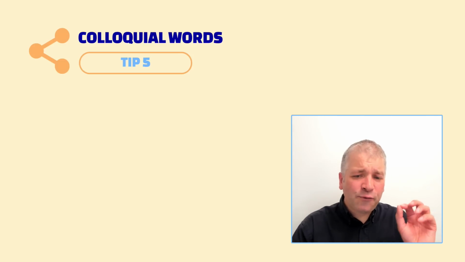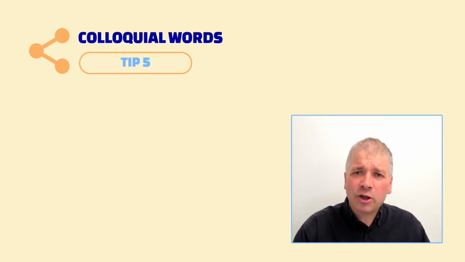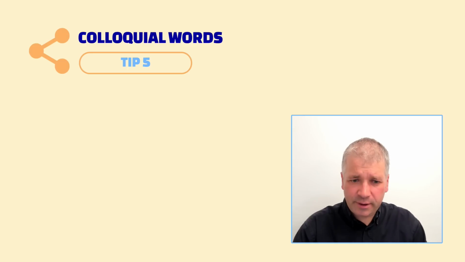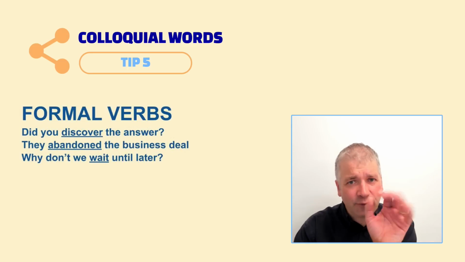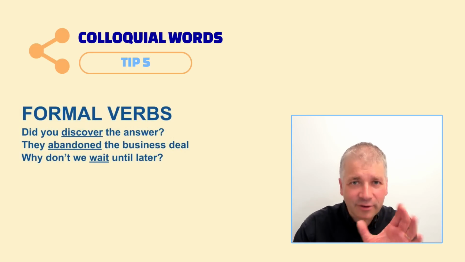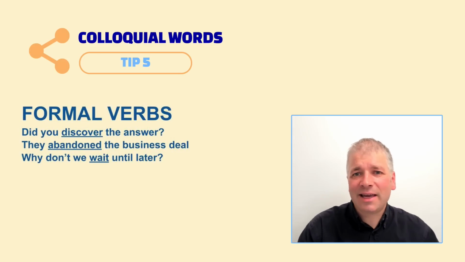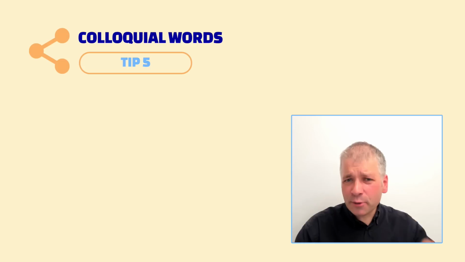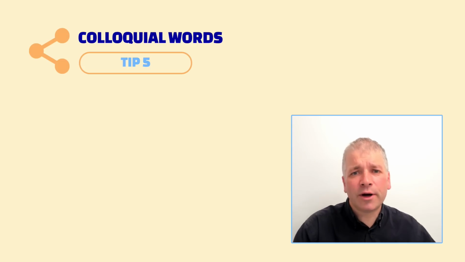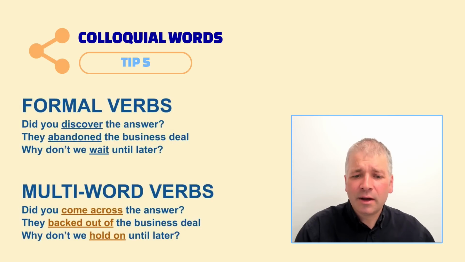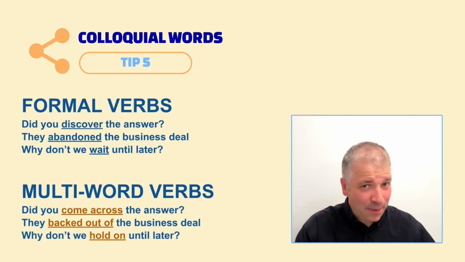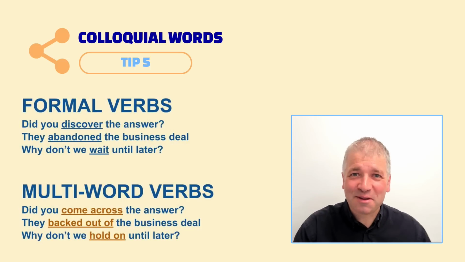So, in formal situations, we tend to use one-word verbs, such as, did you discover the answer? They abandoned the business deal. Why don't we wait until later? But most one-word verbs have multi-word verb alternatives. So instead of discover, did you come across the answer? Or instead of abandoned, they backed out of the business deal. Or instead of wait, why don't we hold on until later?